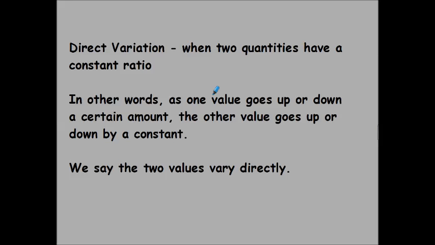Direct variation: when two quantities have a constant ratio. In other words, as one value goes up or down a certain amount, the other value goes up or down by a constant. We often hear people say the two values vary directly.